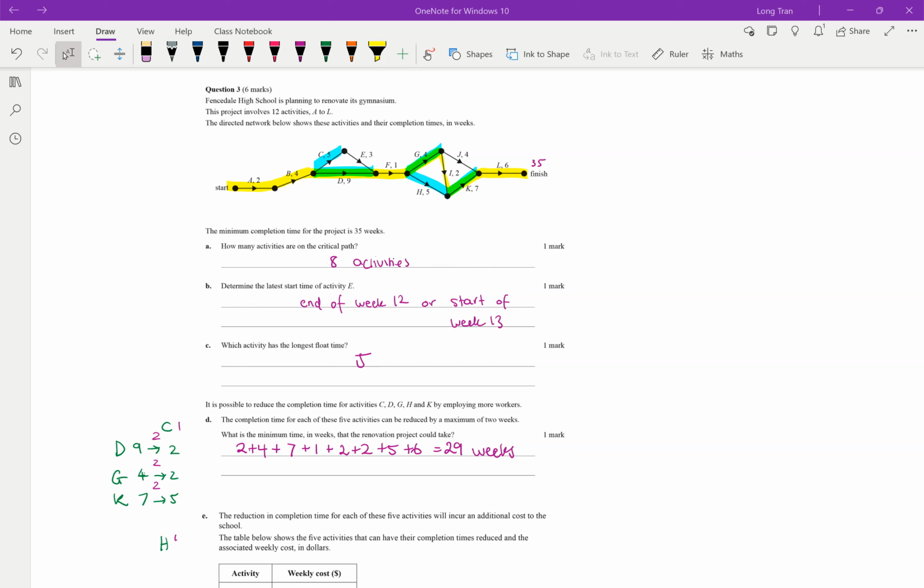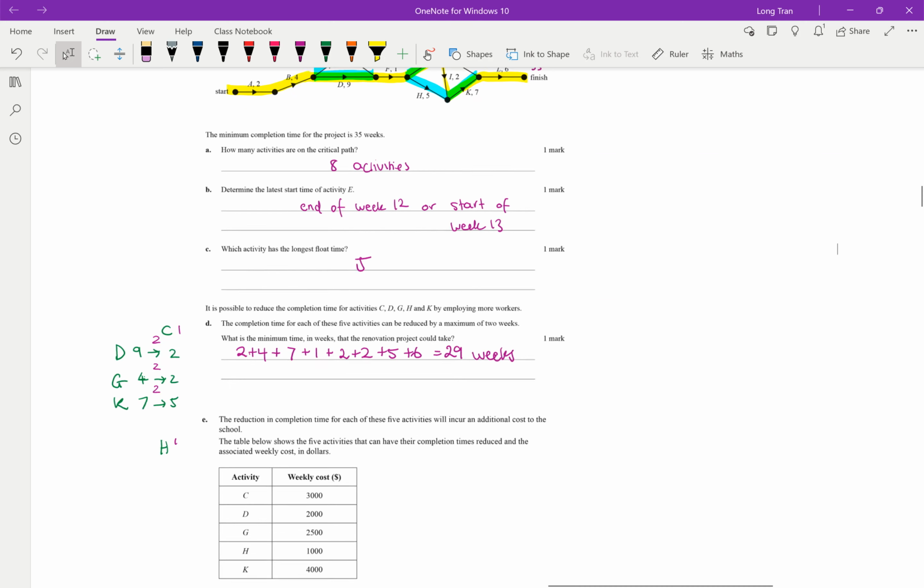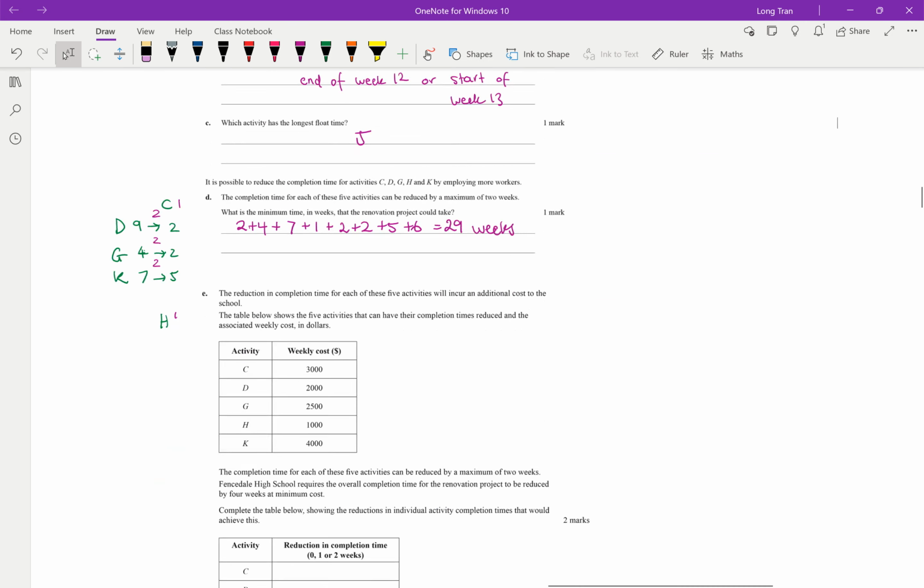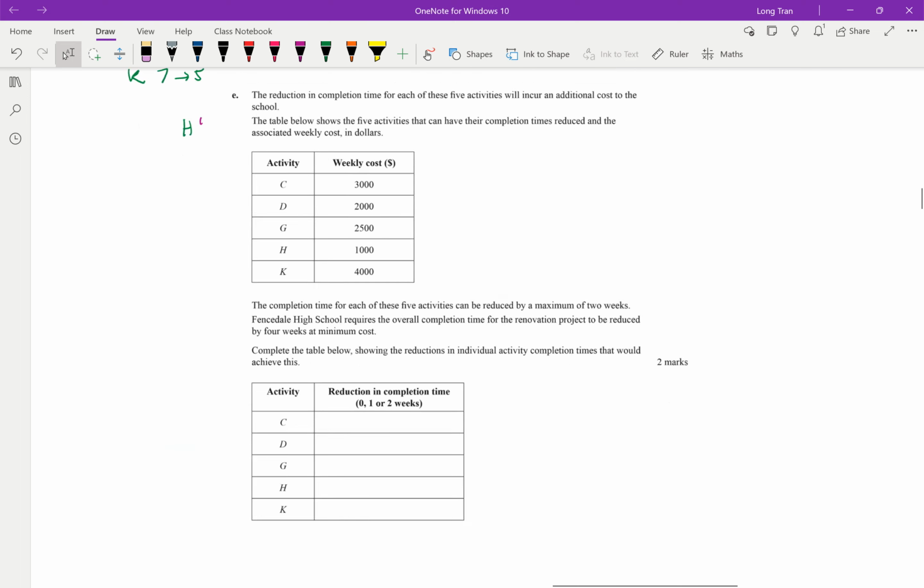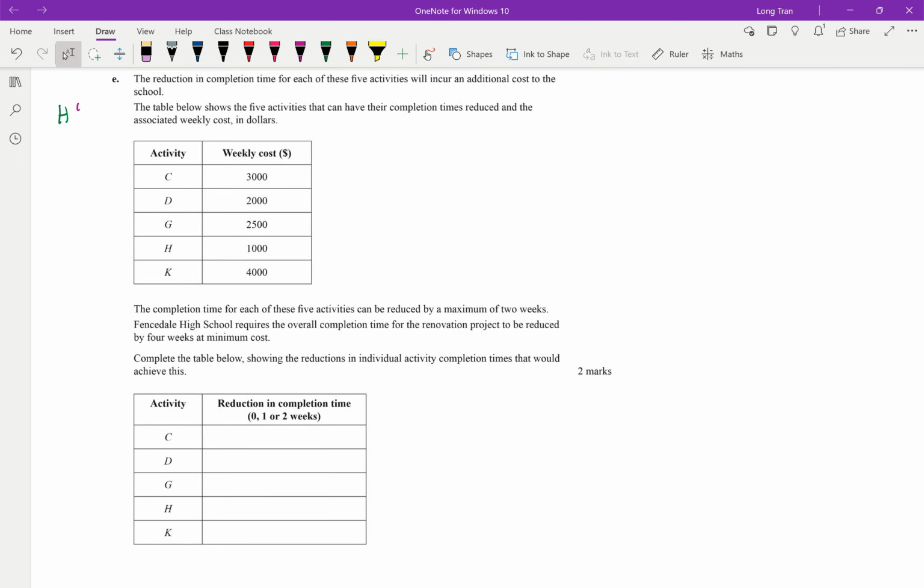All right, Ethan, let's have a look at this question here. So, question three, I've just done A, B, C, D. So, let's go now to E. I had a scan before. This is actually a pretty tricky question because there's a lot of things to consider here.